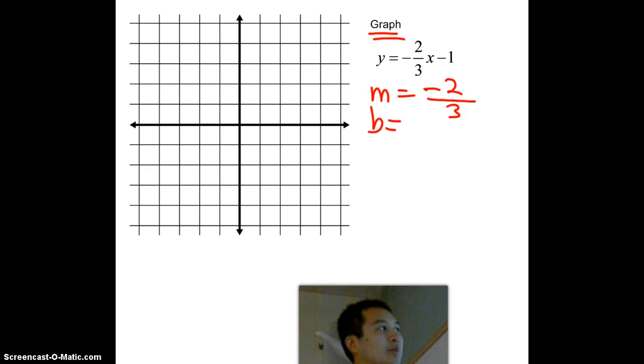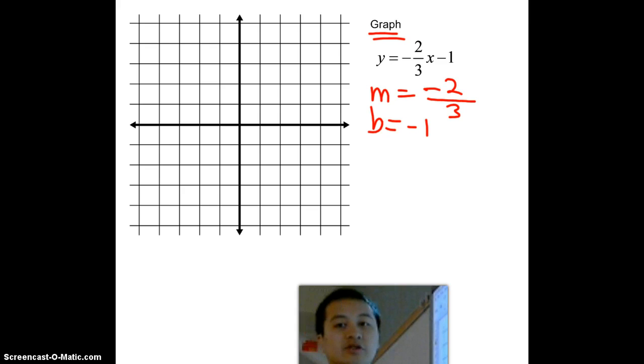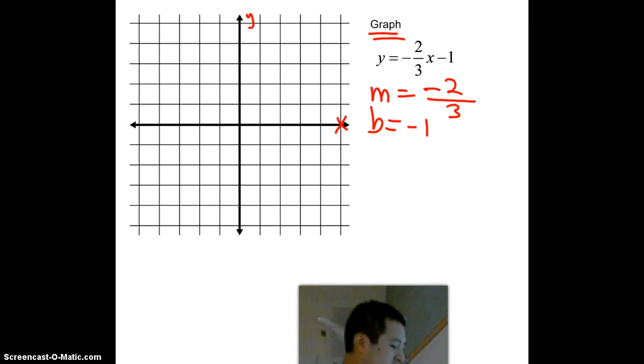Then b, the y-intercept. What's the y-intercept here? At negative 1. So how do you graph this line? You start at negative 1 on the graph. So this is the x-coordinate, this is the y-coordinate. Negative 1 is right here on the y-intercept.